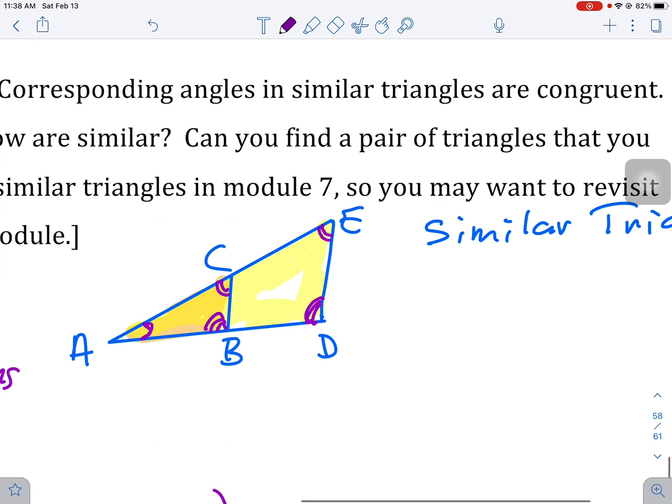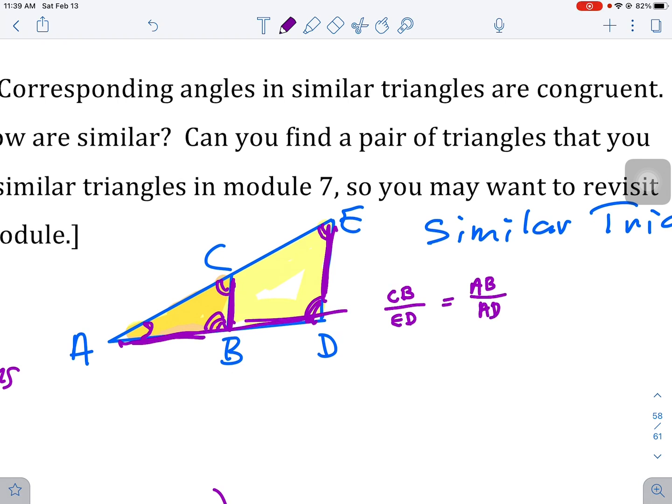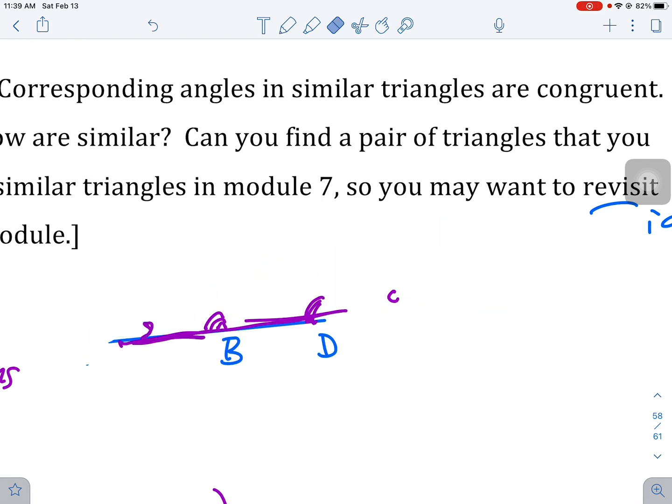And when we say that, we can say that the ratios are congruent, like the distance of CB divided by ED is the same thing as, so this side to this side is the same thing as, say, this side, AB, to the whole thing, the bigger one, which is AD. So we can use those ideas with a similar triangle in this particular proof.